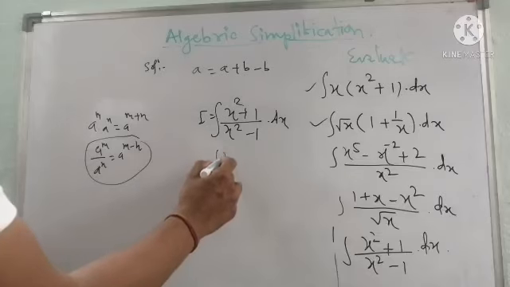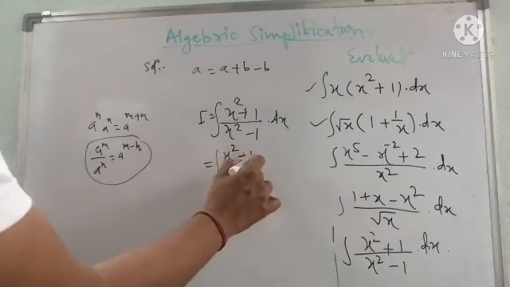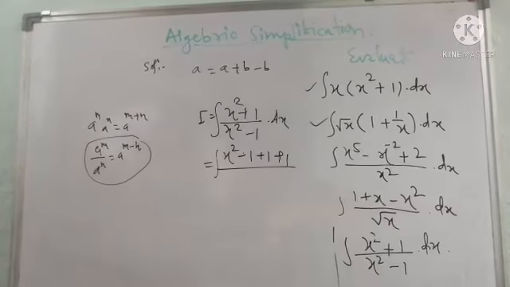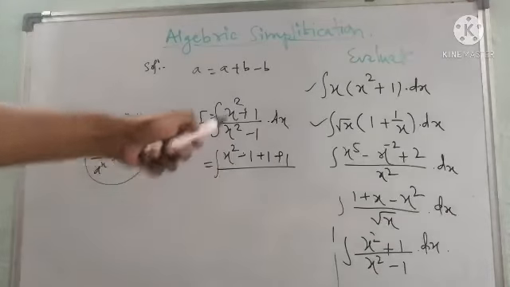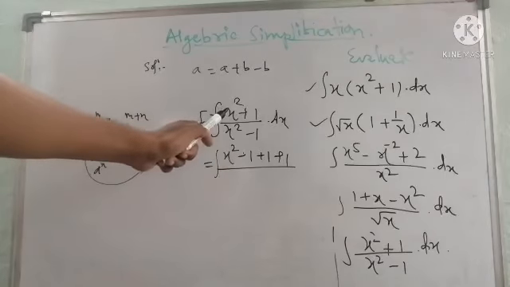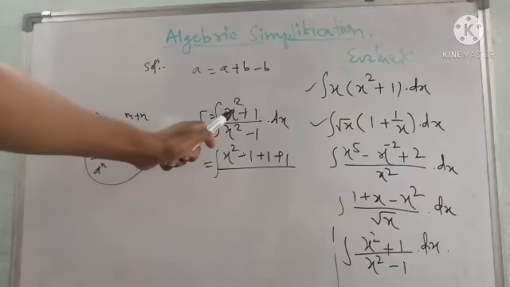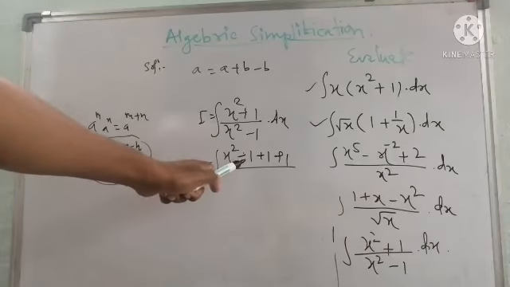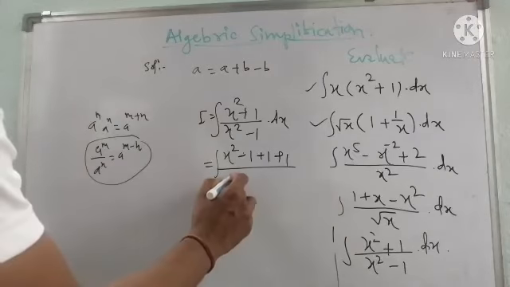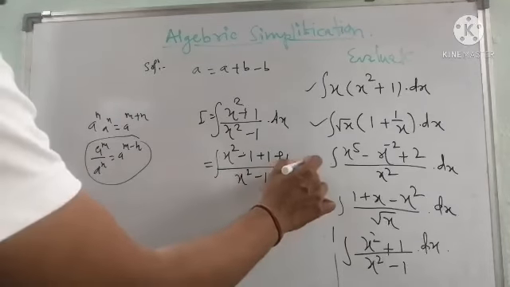Similarly, we can here take x square minus 1 plus 1 plus 1. We adjust the term of the denominator in the numerator by using: minus 1 is here in the denominator, so we subtract 1 in the numerator in x square. So to simplify it, we put plus 1, as already there is a plus 1, divided by the denominator x square minus 1 into dx.